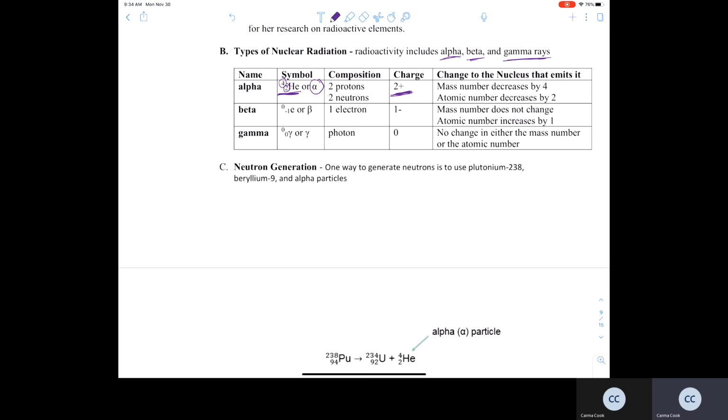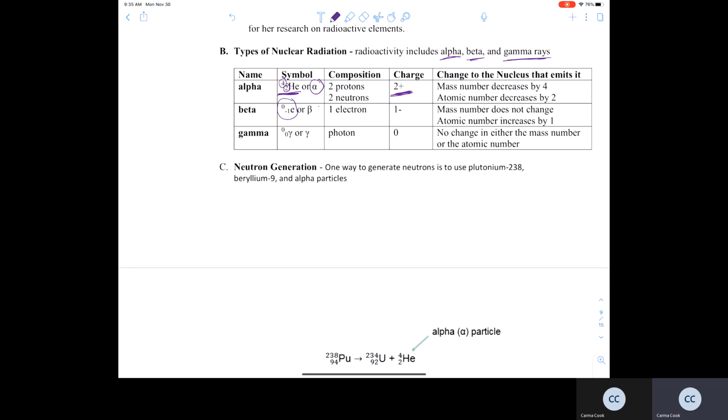And so when an alpha particle is emitted from the nucleus of an element, there's going to be a change in the mass number of 4. The mass number will decrease by 4, and there's going to be a change in the atomic number of 2. The atomic number will decrease by 2. For beta emission, the beta particle is equivalent to an electron.